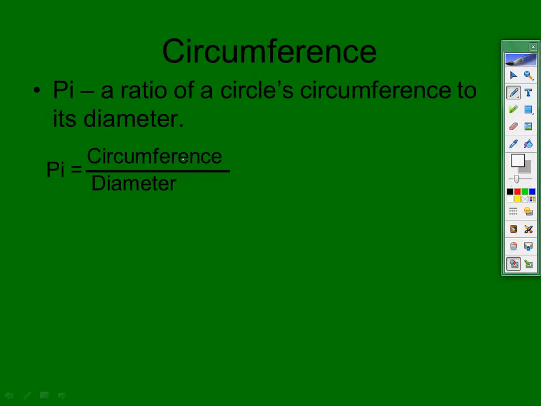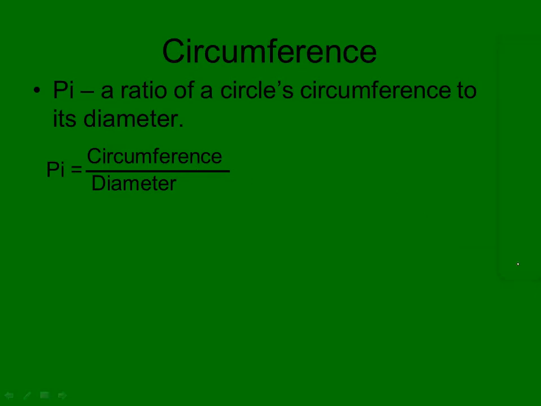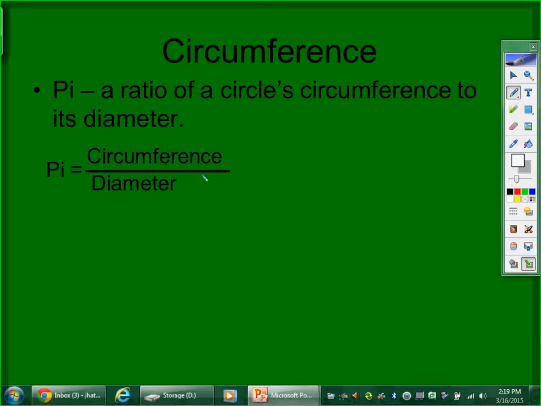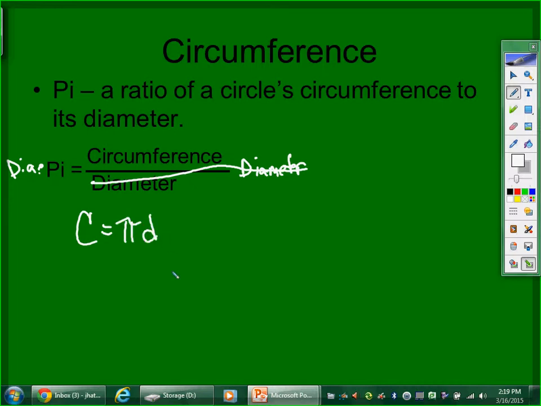In other words, it's a division problem. If I take the circumference divided by the diameter, I'm going to get pi, and if I rearrange this by multiplying by diameter on each side, the property of equality says I have to do whatever I do to one side, I must do to the other. So diameter times pi, those cancel out. Circumference is equal to pi times diameter, or C equals pi times D.